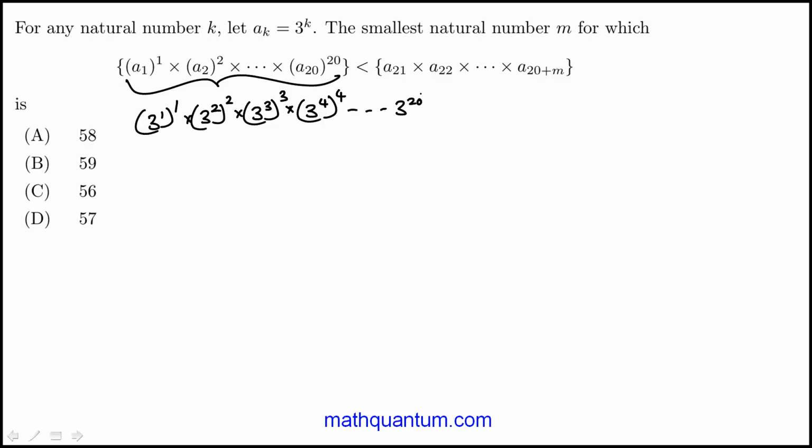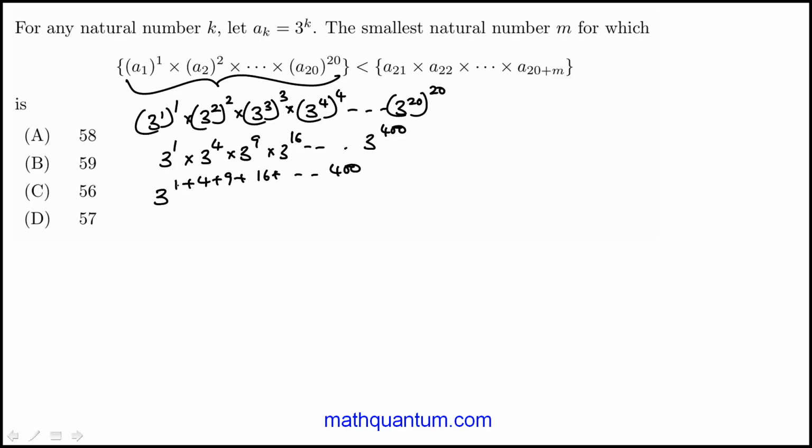And then 3 to the 20 to 20. So here the exponent would be 1, 4, because we're multiplying this, 9, 16, and then 400. And since I have the same base, I'm adding them. And what you'll notice here is that this exponent really is 1 square plus 2 square plus 3 square plus 4 square all the way to 20 square.